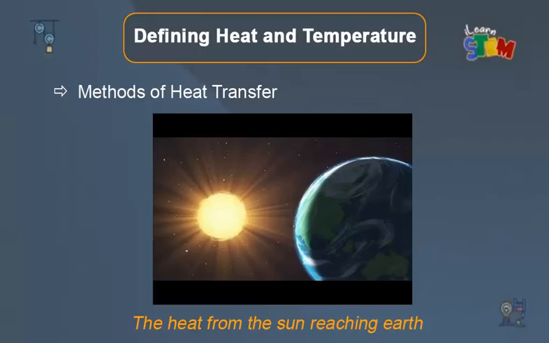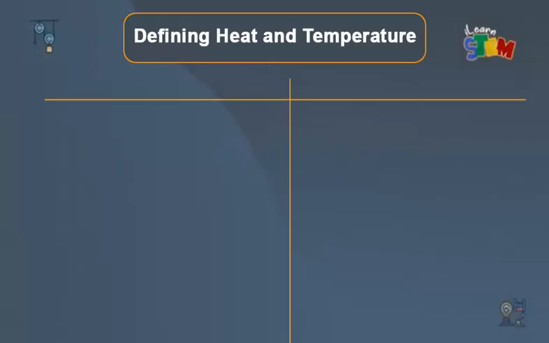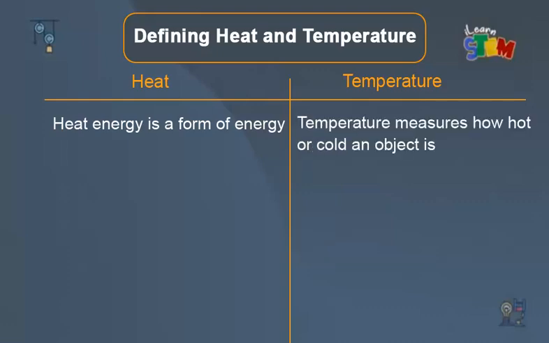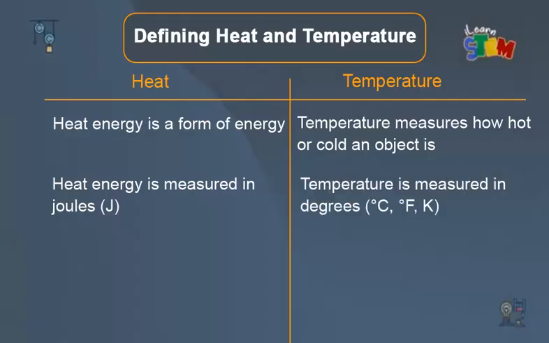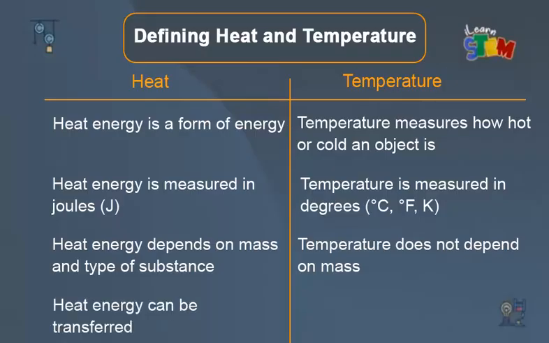Now that we understand heat energy, let's talk about temperature. Temperature is the measure of the degree of hotness or coldness in a body. Now let's look at the difference between heat and temperature. Heat and temperature are often confused with each other, but they are different. Heat energy is a form of energy, while temperature measures how hot or cold an object is. Heat energy is measured in joules, while temperature is measured in degrees. Heat energy depends on mass and type of substance, while temperature does not depend on mass. Heat energy can be transferred while temperature cannot be transferred.